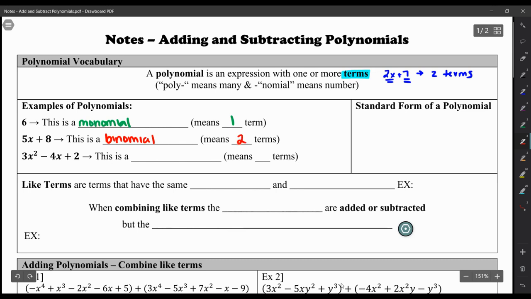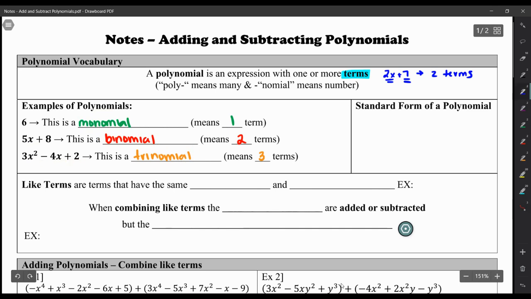meaning two terms. If you have something with three terms, like 3x squared minus 4x plus 2, this is a trinomial, meaning three terms. So these are the names you're going to be hearing throughout this lesson. Monomial meaning one term, binomial meaning two terms, and trinomial meaning three terms.